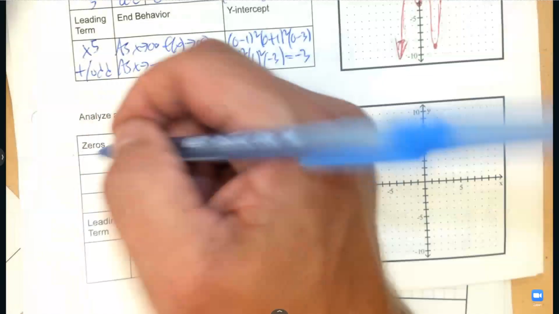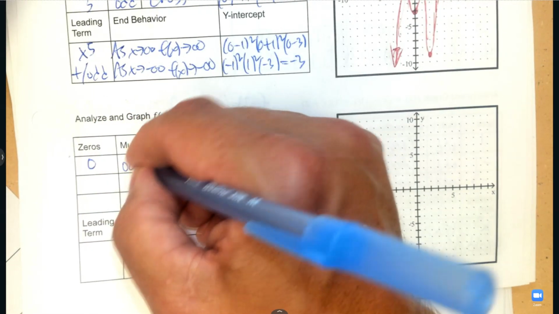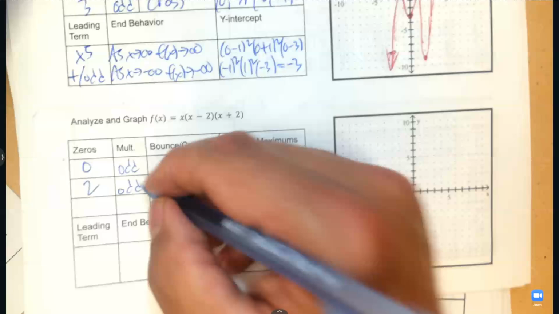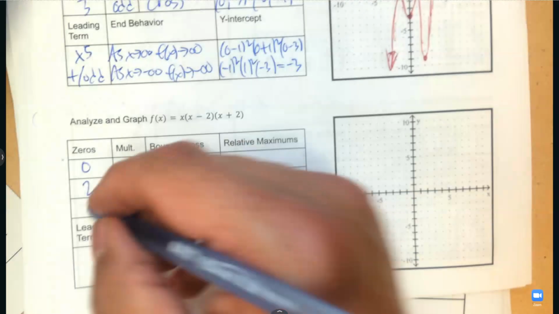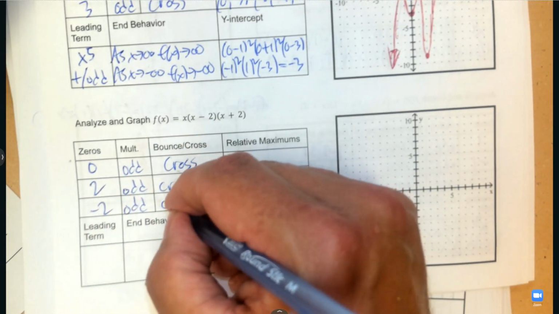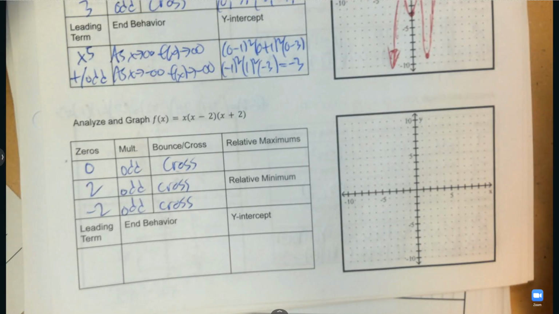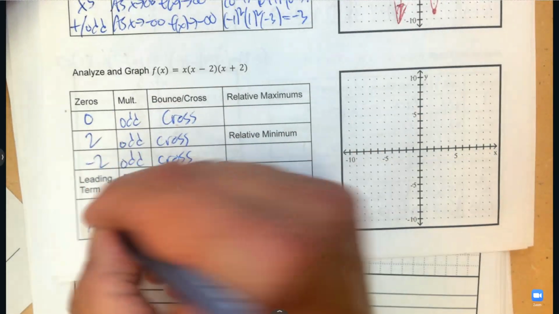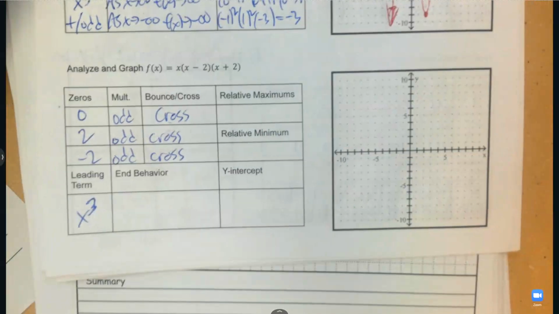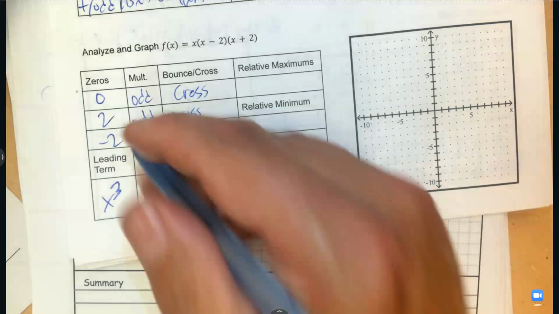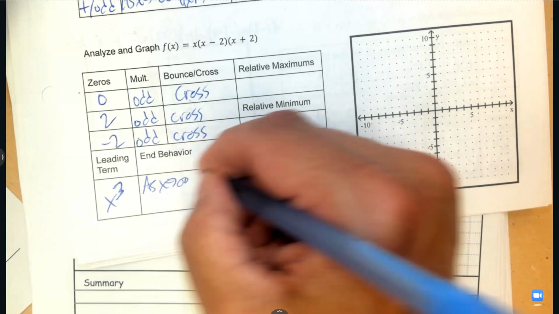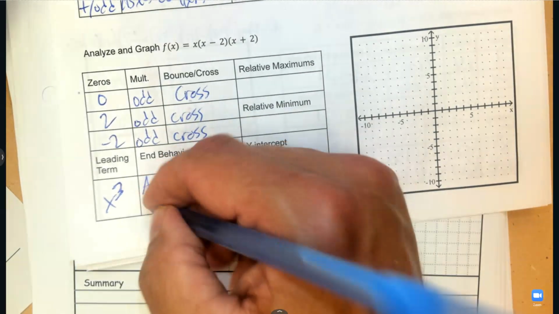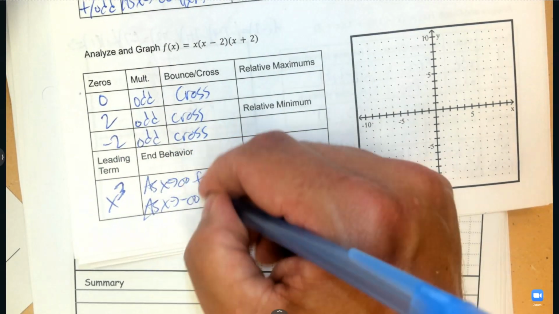0, so x. So the 0 is 0. The multiplicity is odd. It's going to cross. Positive 2, it's odd. It's going to cross. Negative 2, it's odd. It's going to cross. It goes x times x times x. That's x cubed. And the end behavior. So the right end goes up and the left end goes down.